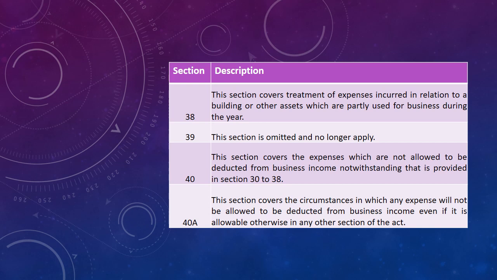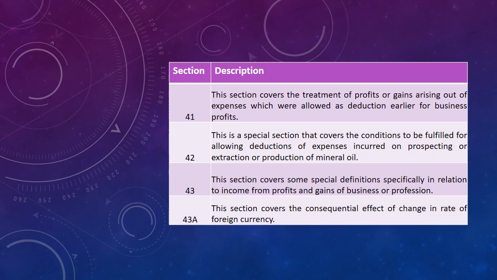Section 40A. This section covers the circumstances in which any expense will not be allowed to be deducted from business income, even if it is allowable otherwise under any other section of the Act. Section 41. This section covers the treatment of profits or gains arising out of expenses which were allowed as deduction earlier for business profits. Section 42.